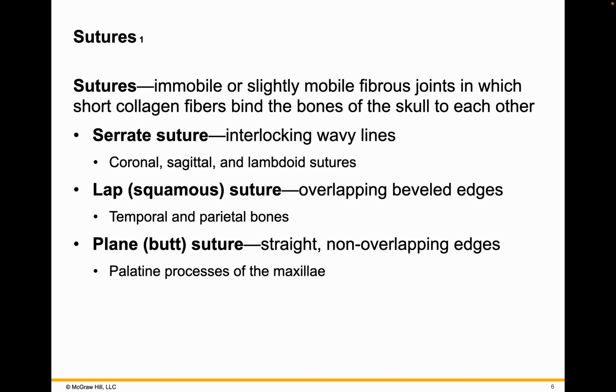Sutures are immobile or slightly movable fibrous joints in which short collagen fibers bind the bones of the skull together. There are serrated sutures, an interlocking wavy line. We saw those with the coronal, the sagittal, and the lambdoid sutures. A squamous suture has overlapping beveled edges. The temporal and the parietal bones are held together that way. And in a butt or plane suture, we have a straight non-overlapping edge. The palatine process of the maxillae is an example of that.